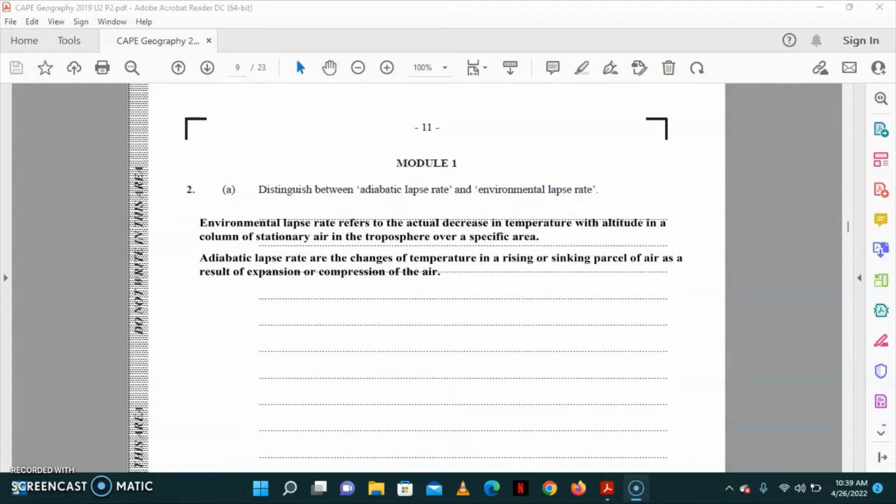while the wet or saturated adiabatic lapse rate occurs when the rising parcel of air reaches dew point and the air is cooled until the water vapor present begins to condense. Because of this, the rate of cooling decreases to about 5 degrees Celsius with every 1,000 meters of ascent. Once you were able to differentiate between adiabatic and environmental lapse rate, 6 marks is yours.